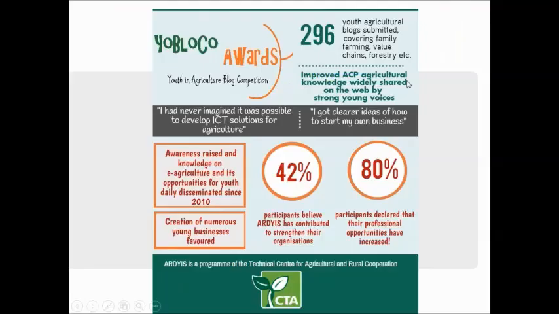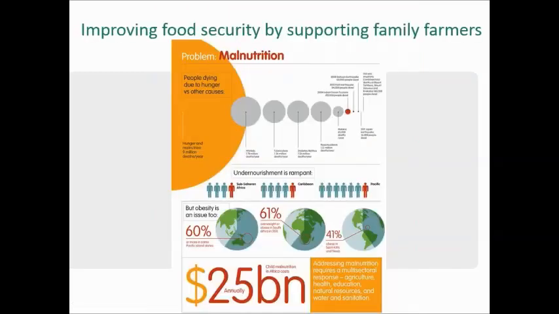So you can see it goes on to talk about some of the activities that were taking place. And so it was a very visually engaging project that was aimed at promoting agriculture activities for the youth. So this served our purposes very well. Another example that I have where we've developed an infographic is around the issue of improving food security by supporting family farmers.